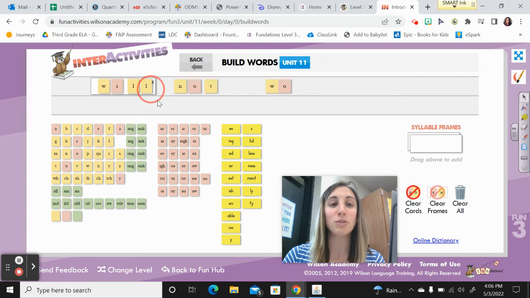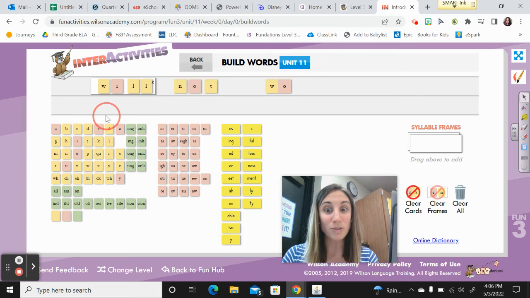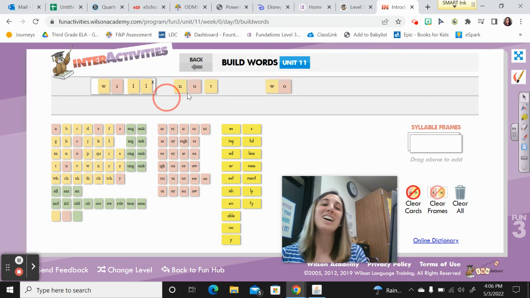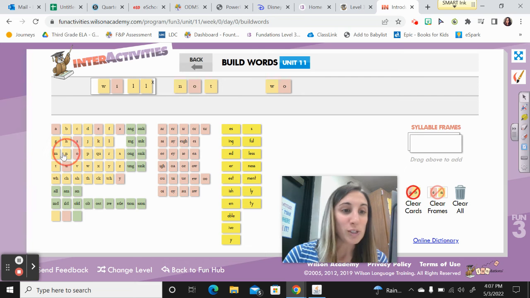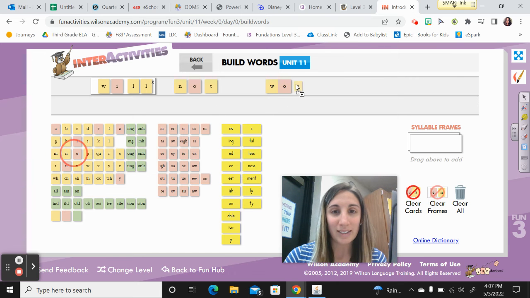Okay, now we can move to this one because this one does not follow the rules. What do we do with not? Yep, we scooch over the N and we replace the O with an apostrophe. And then we scooch over the T.